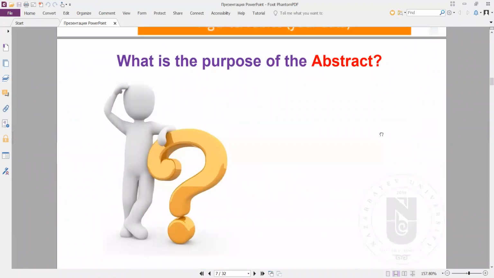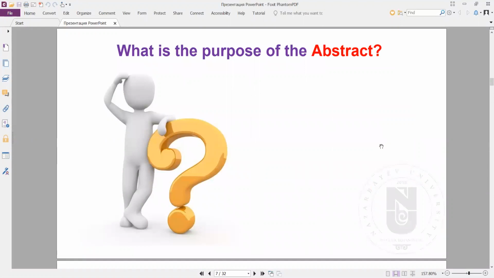I have this very straightforward question. What is the purpose of the abstract? You have heard a lot about the abstract. What is the purpose of the abstract? Type in any answers that you have in mind, anything that I have mentioned, just in one word, in two words. What is the purpose of the abstract?